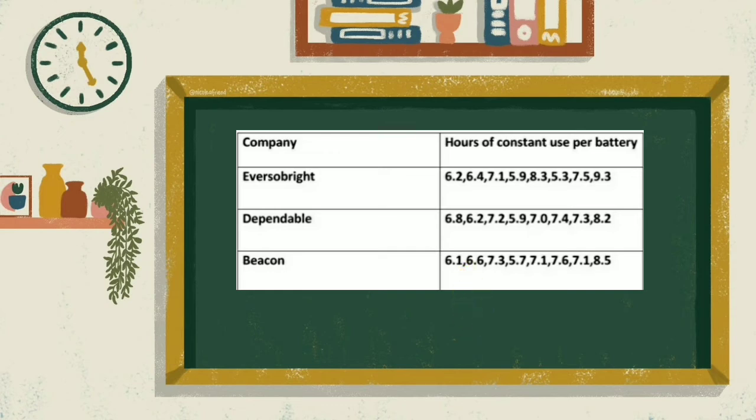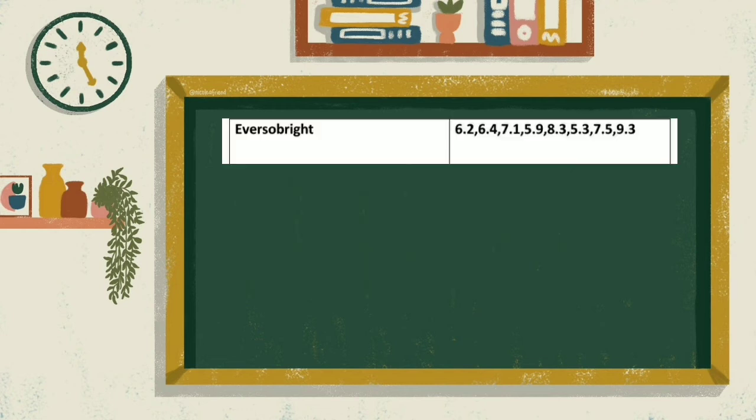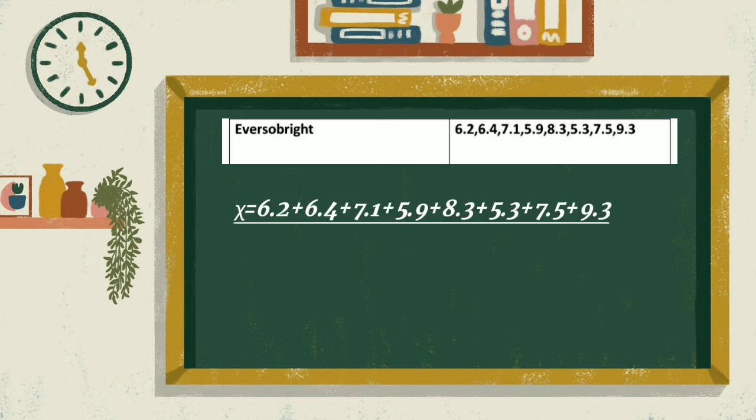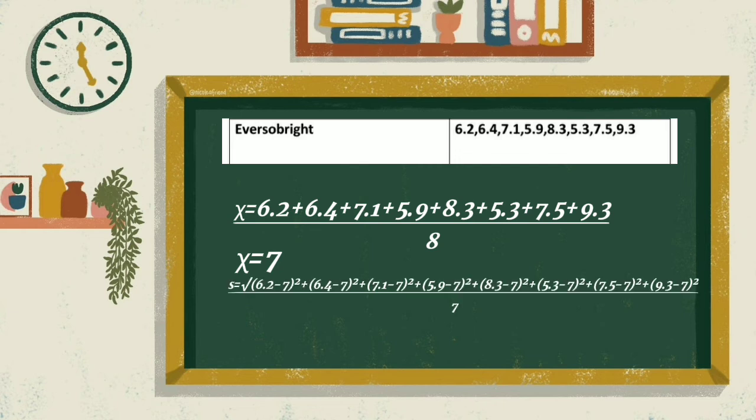So, ngayon, kukunin natin yung standard deviation ng bawat company. Okay, so first company is yung Ever So Bright. So, paano natin kukunin yung standard deviation? Okay, so of course, kunin muna natin yung mean or ng average nila. Okay, so add lang natin yan and then divide by 8. So, the answer is 7. So, after natin makuha yung mean value natin, proceed tayo sa pagkuha ng standard deviation. Okay, so direct na natin. So, ilagay na natin yung square root niyan.